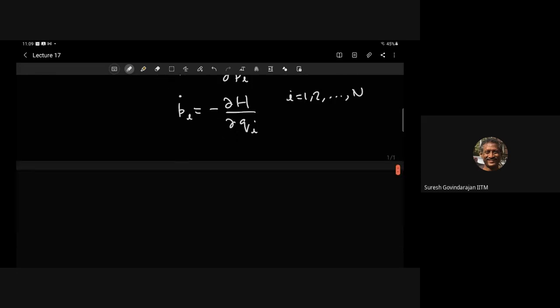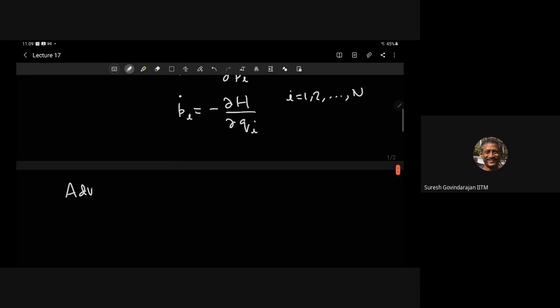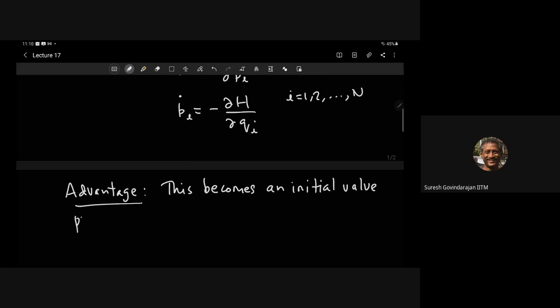So the advantage which we saw is that this becomes an initial value problem. We can convert it into an initial value problem of trajectories in phase space. So this is what we do usually.